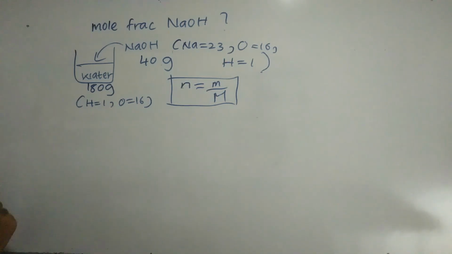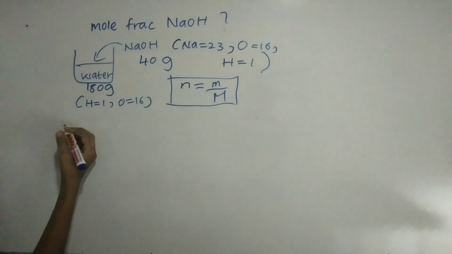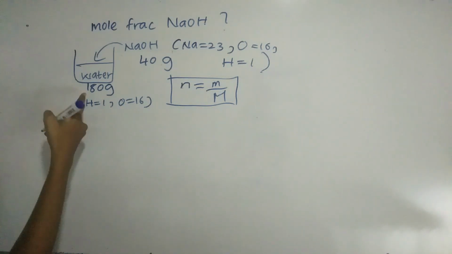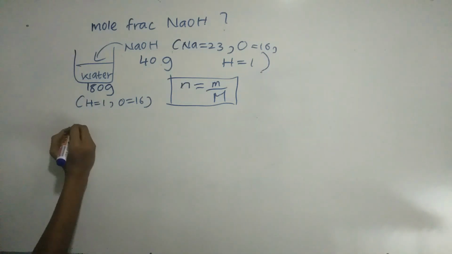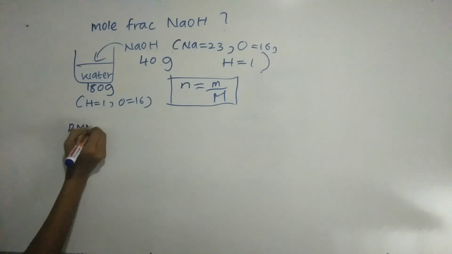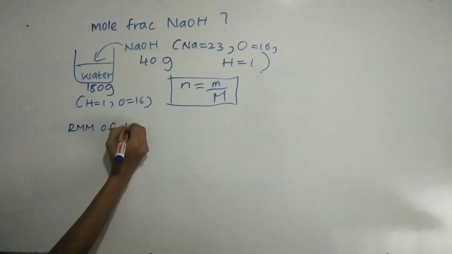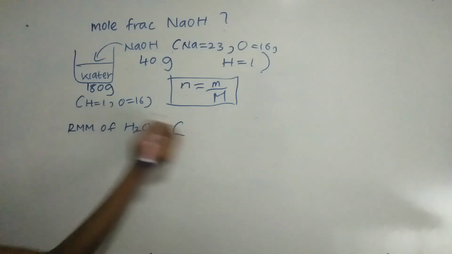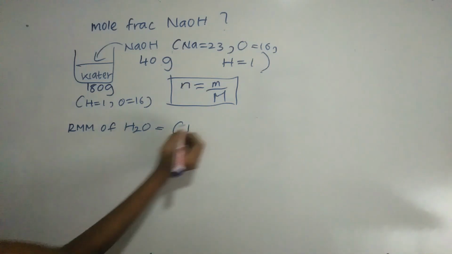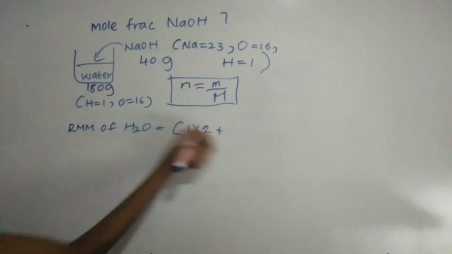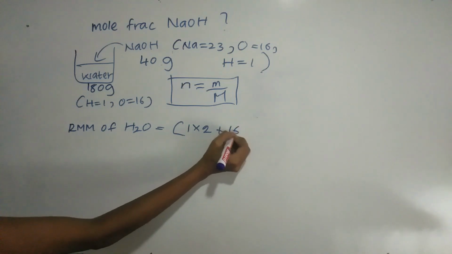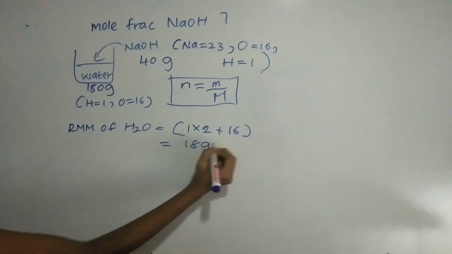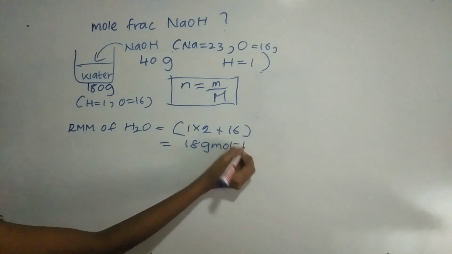Now I am going to find the number of moles of water. To find the number of moles of water, first I should find the relative molecular mass of water. H2O, hydrogen is 1, because H2, 1 into 2, plus oxygen is 16. Then I will get it as 18 grams per mole.